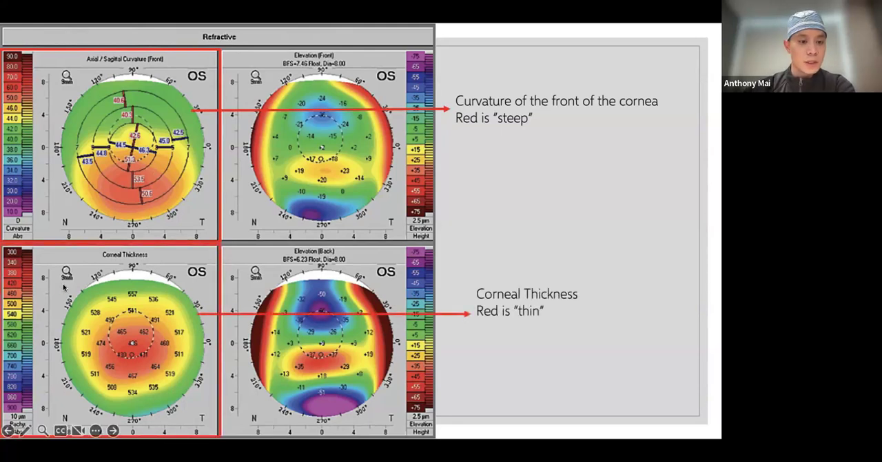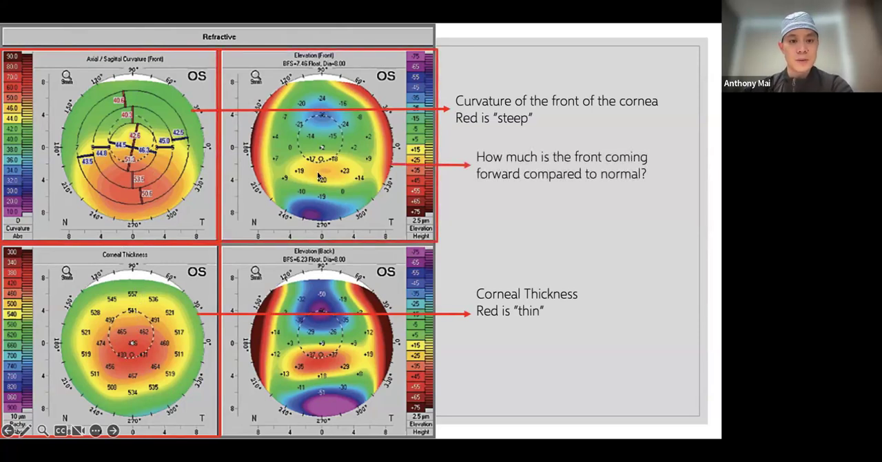And next, the bottom one here, that's how thick the cornea is. So green is pretty normal, then it gets thin to yellow, and then red is thinner. Then the next one over here is how far the front of the eye comes outwards compared to a normal eye. Are there areas that are like a mountain, or is it pouching out more than normal? You can see here that that area is yellow, meaning it's coming out a little forward. And then this is the back of the cornea. How far does the back of the cornea pouch out more than a normal cornea does? Again, the more it comes out, the redder and yellower it gets.